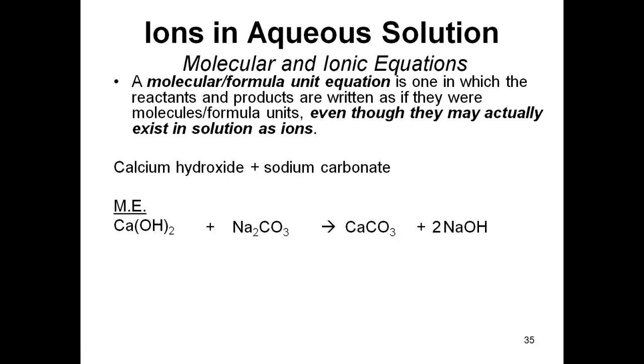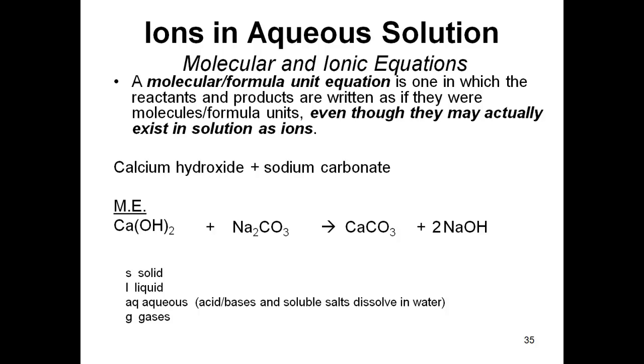You also need to put in the states, okay? So if it's a solid, like an insoluble salt, we're going to have to put an S behind the substance. If it's a liquid, L. If it's a soluble species, meaning the acids and bases or soluble salts dissolved in water, then we put AQ for aqueous. Now that doesn't mean 100% ionization, that just means it dissolves in water. Okay, we're not talking about ionization here. We're just talking about dissolving. So all species that dissolve will be AQ, and G will be used for gases.